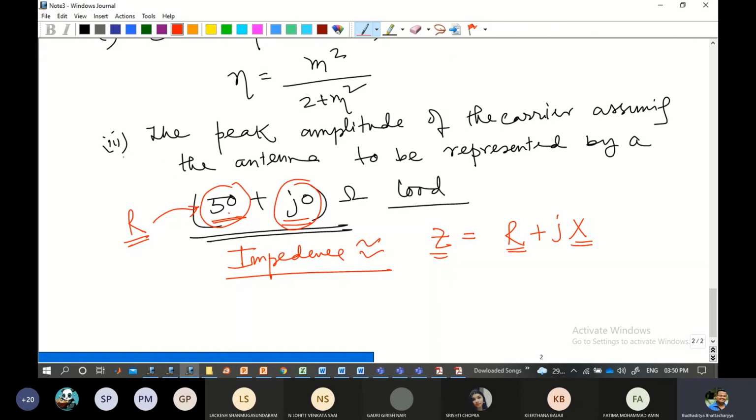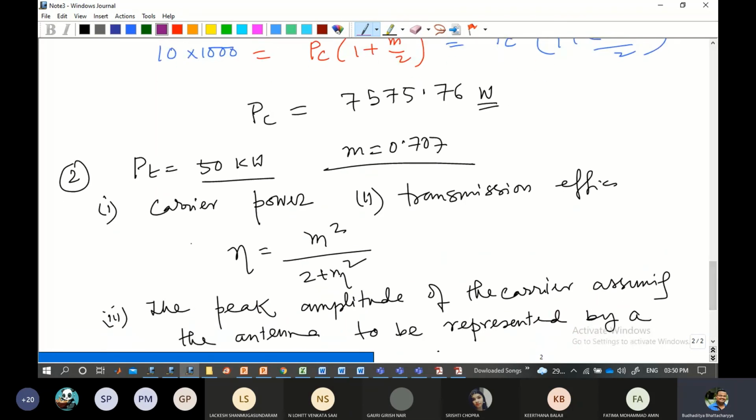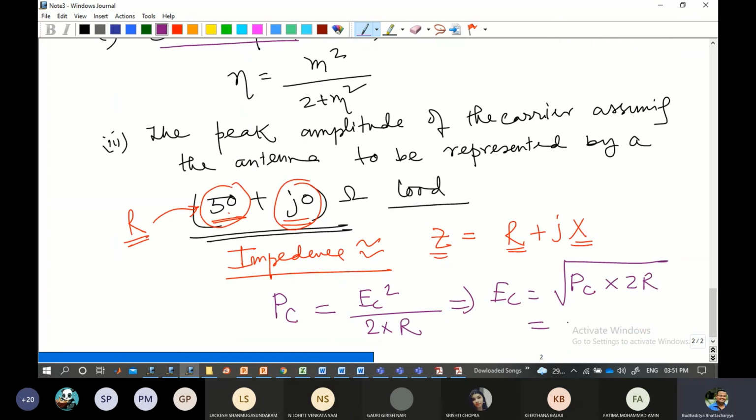So now if you try this third one, I think we can all do the question. Carrier power is given by EC square by 2 into R. So this was the equation we have already derived. EC is what we have to find out. So EC will be given by the square root of PC multiplied by 2R. Already you calculated PC in the first case. This is your PC, so you have already found that. You can get a value of around 2 kilovolt. You can just try it out and find the solution.